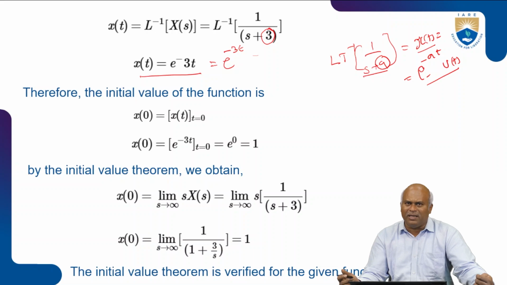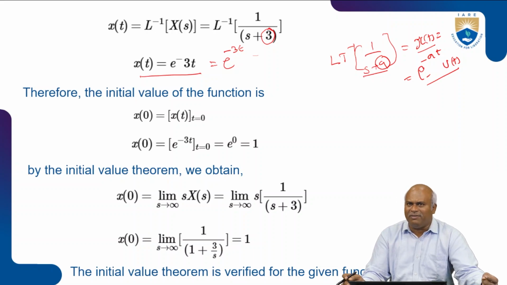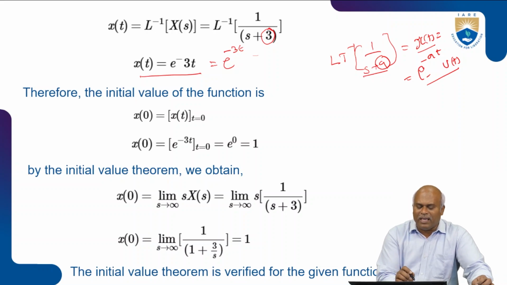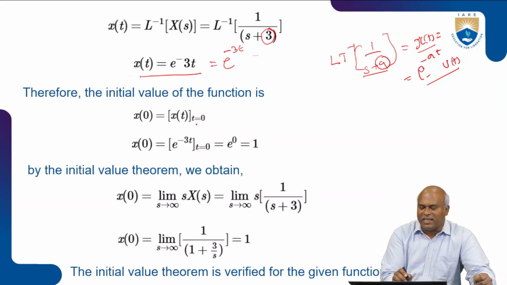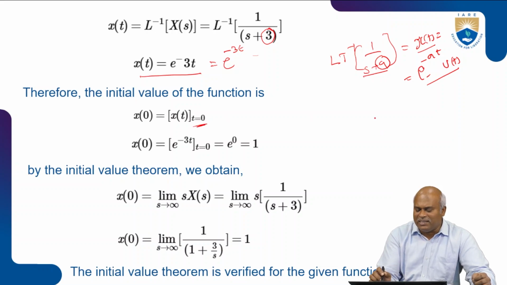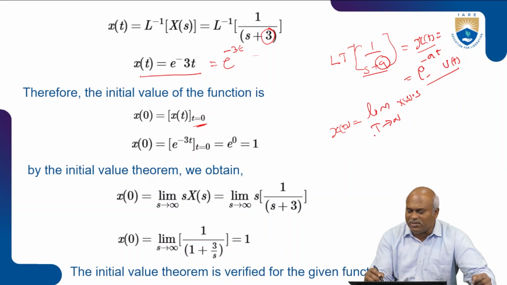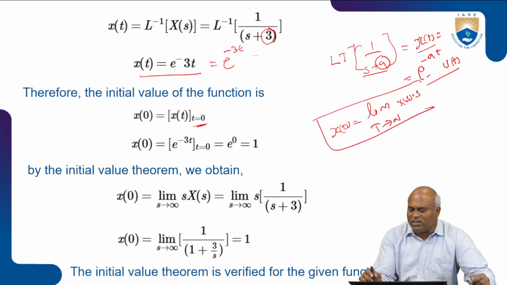Now we come to the initial value theorem. The initial value of the function is x of 0, which is equal to x of t as t tends to 0. As per the initial value theorem, x of 0 is equal to the limit as s tends to infinity of s into x of s. This is called the initial value theorem.